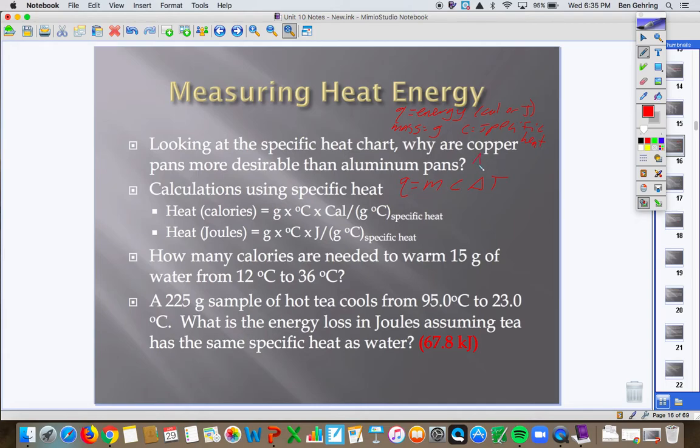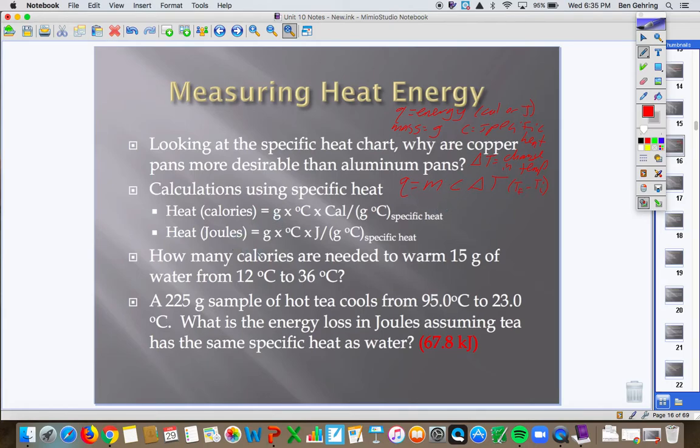And then delta T, delta means change in, T is temperature. This is your change in temperature, which can also be written as T final minus T initial. Okay, so that's going to be our equations.